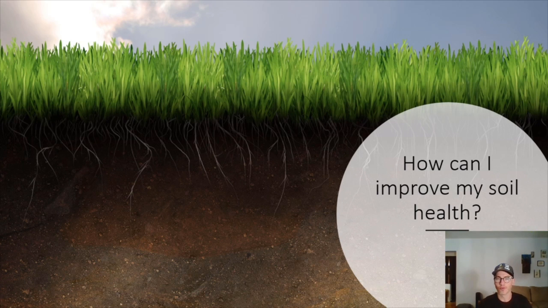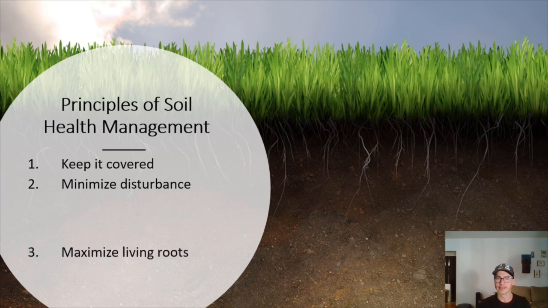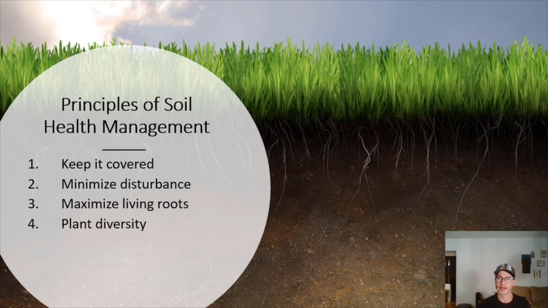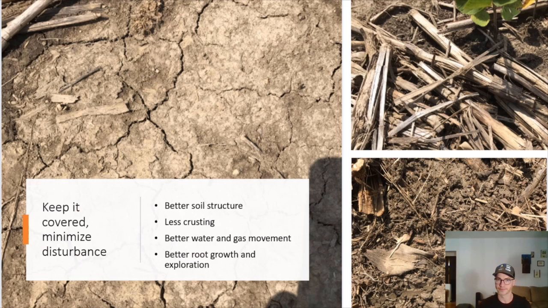And now really the important part is what can I do to improve my soil? So maybe you've done some of these assessments, you've seen that there's some things that could be better. So what can you do in terms of management practices to address those issues? And I think it's easy to boil down into principles that can be adapted to a certain extent depending on the situation and the cropping system. But really those are keeping it covered, minimizing disturbance, maximizing living roots, incorporating plant diversity, and integrating livestock, or at least their poo, into the system as organic amendments.